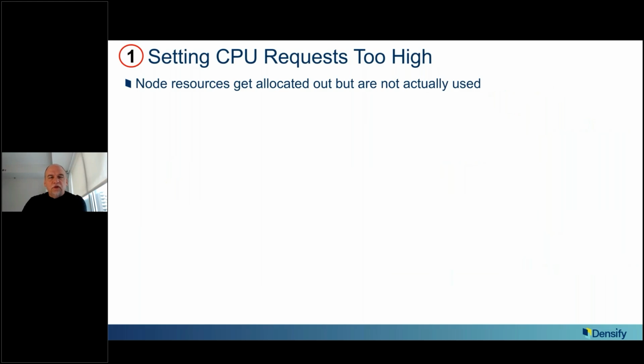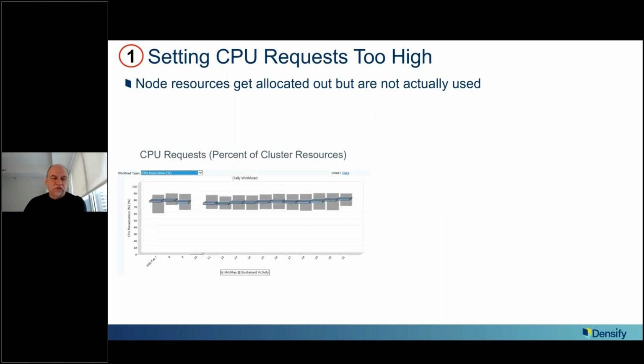So let's talk about these one by one. If I set the CPU request too high, then I'll give out all the resources of the nodes, but they won't actually be used. And here's an actual cluster. This is the aggregate requests values as a percentage of the capacity of a cluster. So the way you would read this is that the Kubernetes scheduler is giving out 80 to 90% of the resources of the cluster to containers, which is great. That's its job, is to continue to run.